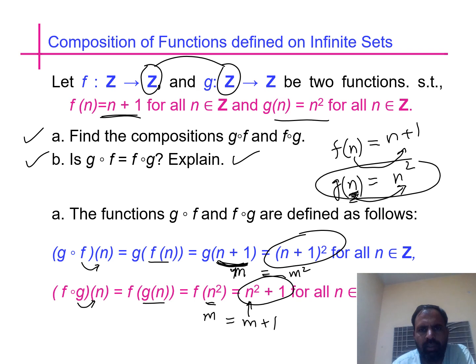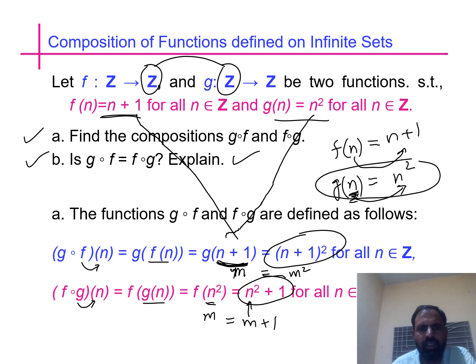First we find the composition g circle f of n, and it is equal to g of f of n. So here we put this value f of n, which we may call m, so it's g of m. Now this whole value we put in here, so it will become (n plus 1) square for all n belonging to Z.